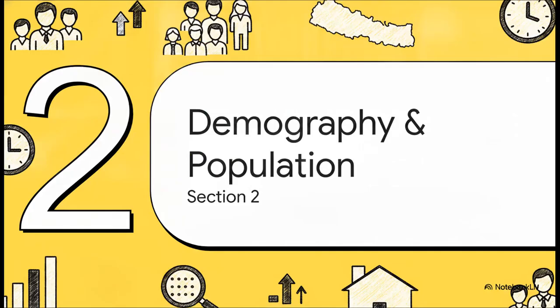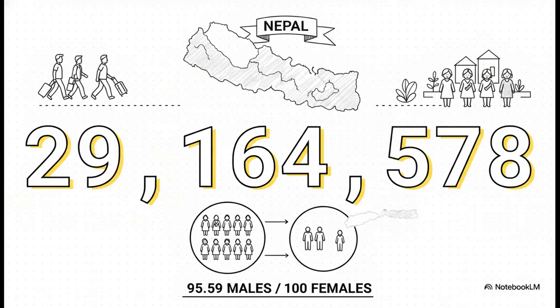Moving on to Section 2, Demography and Population Dynamics. Let's unpack the definitive demographic metrics. I want you to commit this exact figure to memory. The final official population of Nepal in 2021 was 29,164,578. The census also recorded a sex ratio of 95.59 males per 100 females.